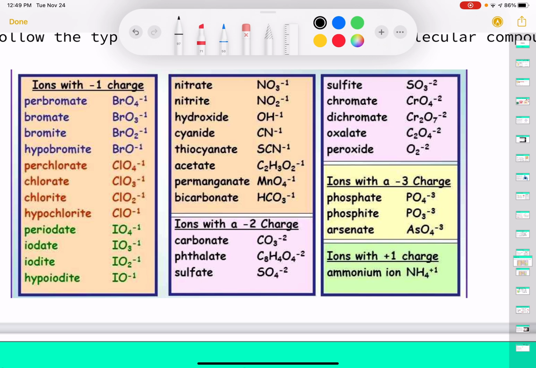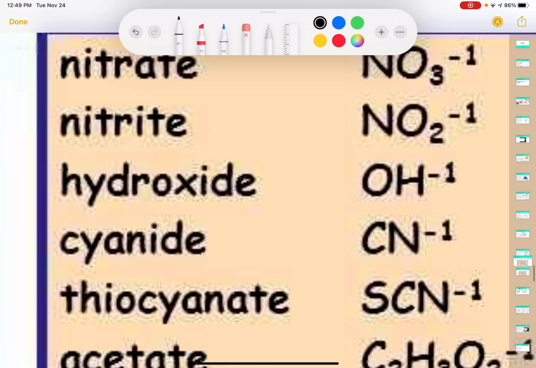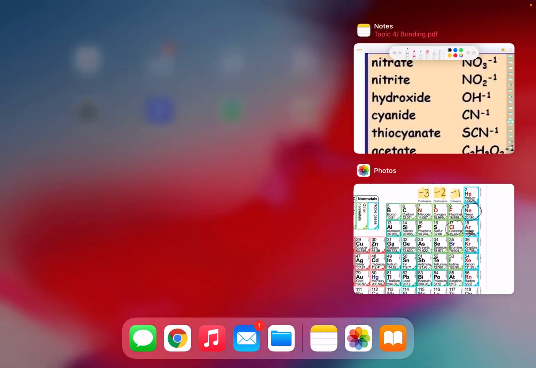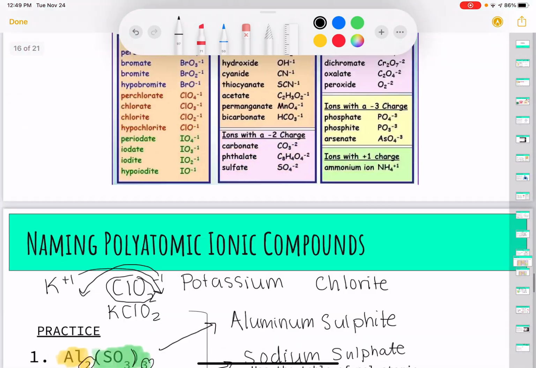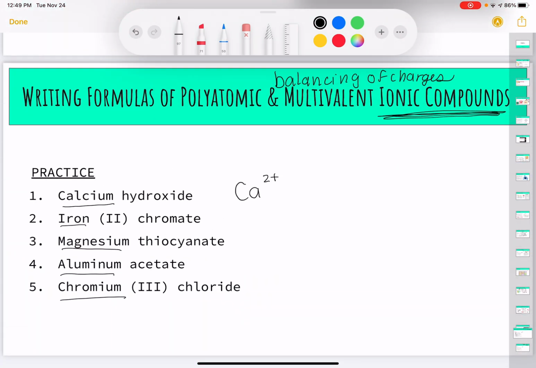So we're looking for hydroxide here. You can look through to try and find it. I've found it right here. Hydroxide is OH with a -1 charge. Okay. Oops. So hydroxide is OH, and it has a -1 charge.